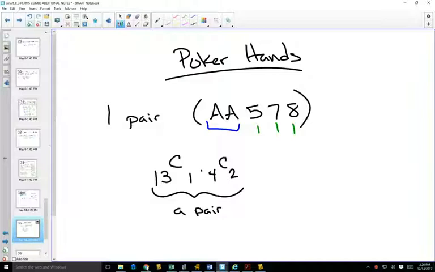The 13 choose one says, first of all, I'm going to decide what number I'm going to pick. And once I've decided on a number, I need to choose which 2 of that number I'm going to pick. So I have 4 choose 2. Because it could be a pair of aces, could be a pair of fives. When I'm counting how many total hands from a poker deck have a single pair in them, I have to consider every single case that could be possible. This is just an example: 2 aces, a 5, a 7, and 8. That's one of them. I want to count every single hand that has a pair. Yes?